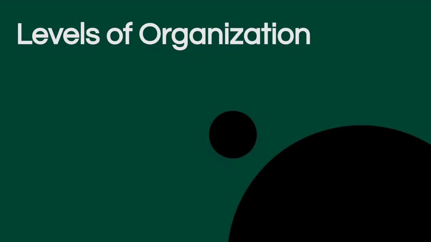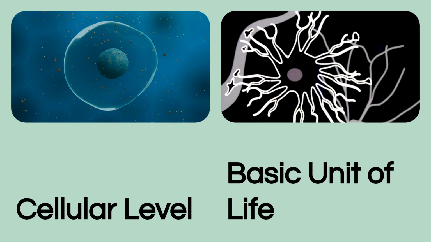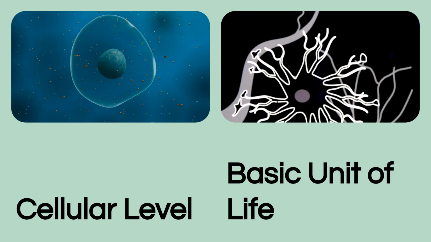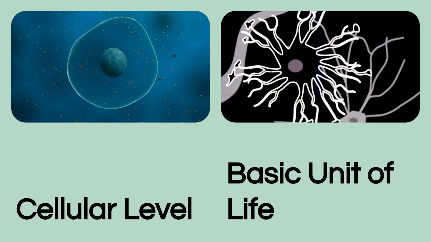The human body is organized in a hierarchical manner, starting from the simplest chemical level and progressing to the most complex organismal level. Let's break down these levels to understand how they build upon each other. At the most basic level, we have the cellular level. Cells are the fundamental units of life, the building blocks of everything in our bodies. Each cell performs specific functions crucial for survival.